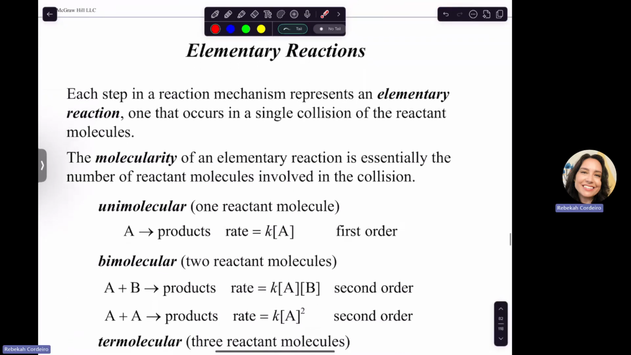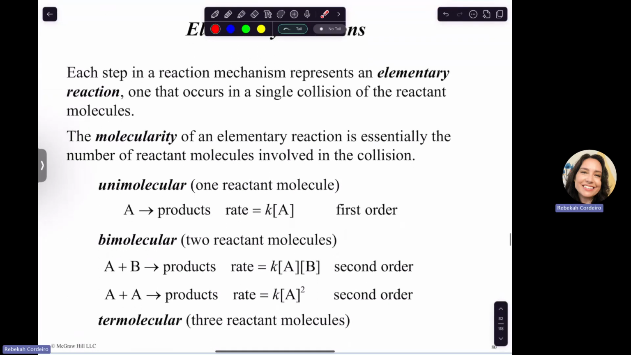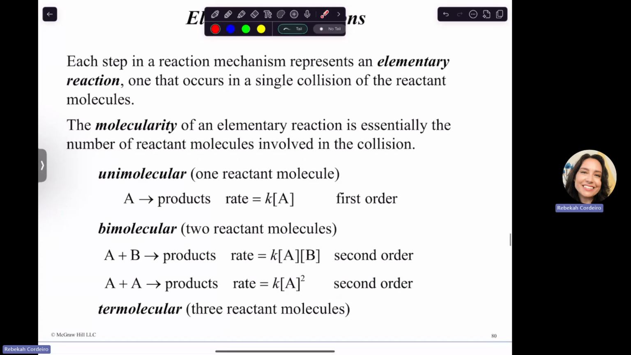So each step in a mechanism is called an elementary reaction. So it's a single collision. And so we have different types of elementary reactions when we describe them by their molecularity. Molecularity is the number of reactant molecules that are involved in the collision.